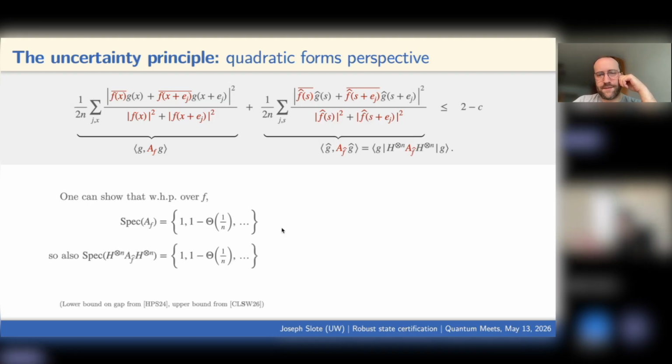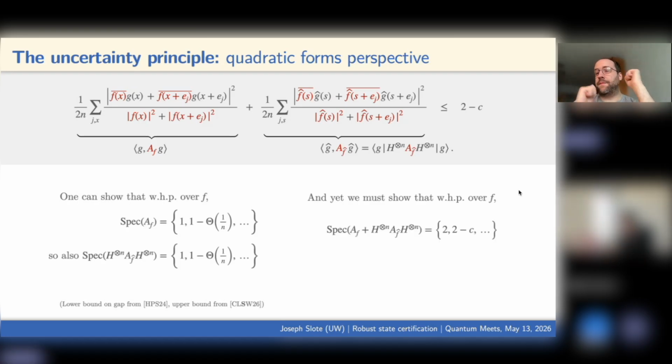And just by symmetry, the same thing holds individually for the spectrum of the Fourier transform version. And the whole point of this uncertainty principle is that the spectrum of the sum of these two matrices has a constant spectral gap. So this is very much like the standard kind of things you see in uncertainty principles.